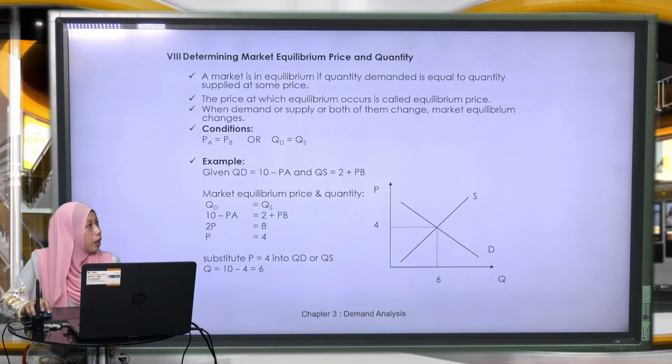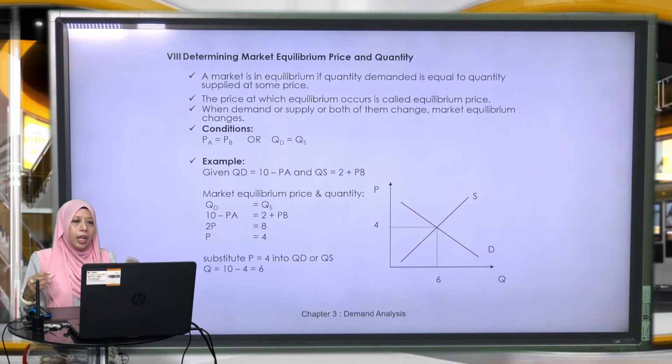And the next one would be determining market equilibrium price and quantity. When we talk about the market, we have a group of buyers and a group of sellers. They meet and agree upon one price and the level of quantity. If a market is in equilibrium, quantity demanded and quantity supplied should be equalized, and the price at this equilibrium point is known as the equilibrium price.